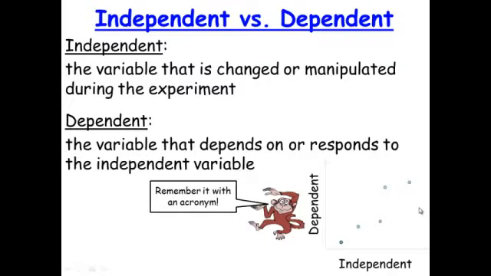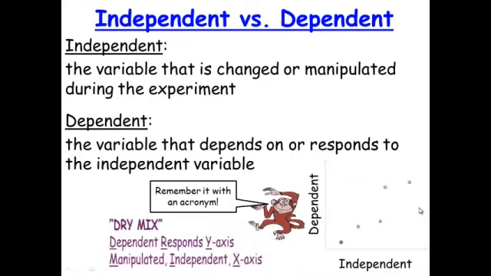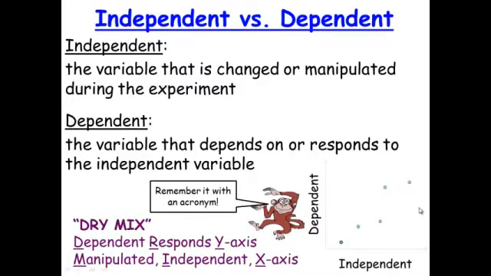The way I remember this, and the way that Monkey Joe remembers it, is with an acronym. DRY MIX. DRY stands for dependent, responds, and y-axis, because the dependent variable responds to the independent variable and is always placed on the y-axis. MIX stands for manipulated, because the independent variable is the one that is manipulated during the experiment, and it's always placed on the x-axis.